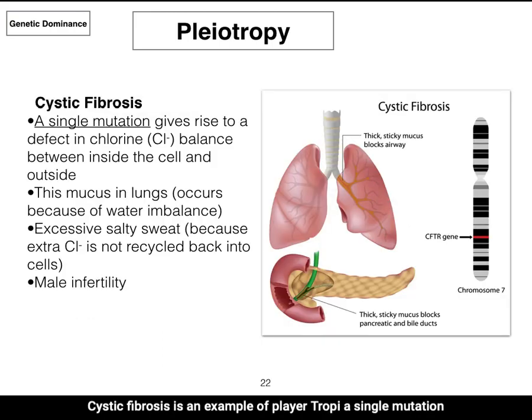Cystic fibrosis is an example of pleiotropy. A single mutation gives rise to a defect in chloride balance inside and outside the cell. So for children who inherit two recessive alleles for cystic fibrosis, there are several things that result. The first is an abnormally high concentration of extracellular chloride, which causes the mucus that coats certain cells to become thicker and stickier than normal.